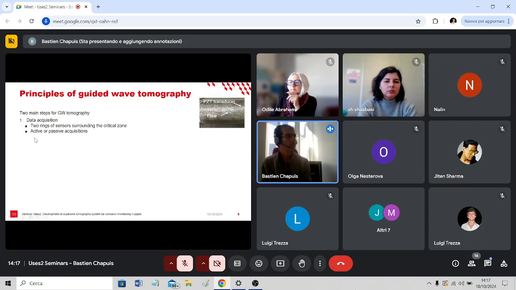So there are two main steps. The first one is data acquisition. So we have our two rings of transducers. Here it's piezoelectric transducers. It's these white dots here on the pipe. And we have here an artificial flaw. It's a corrosion made by electrolysis on a pipe in our lab. So we make the acquisition.